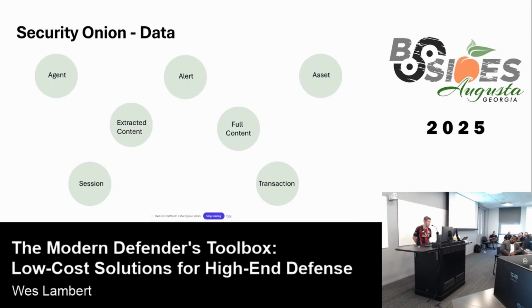So that's pretty cool. And then we get all these different types of data, things coming from the agent, the alert data. We get asset data, so what things are in our network. Extracted content, we get full content, the PCAP that I was talking about before. We get session data, and then we also get transaction data. So we get all sorts of juicy data to pore over through our analyst environment.